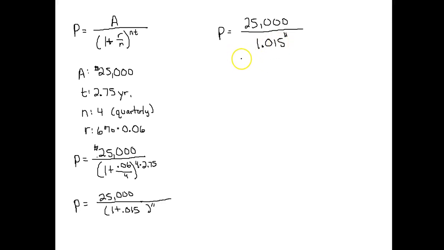You don't have to go any further than that. Just make sure you round at the very end. Don't round during a problem because then you'll throw off your accuracy. $21,223.33. So that's how much has to be invested now in order to make $25,000 in the future in 2.75 years at 6% compounded quarterly.